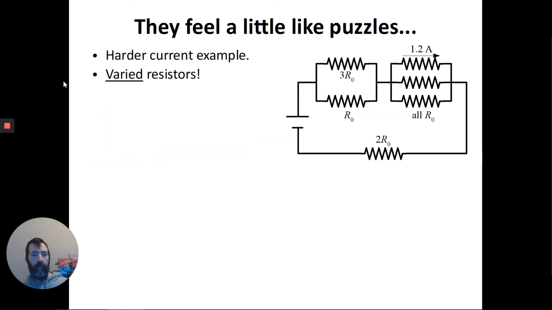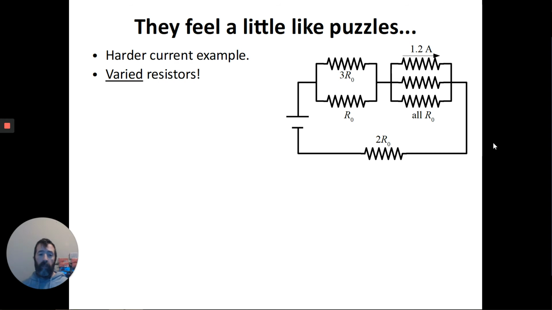And here is a current problem. This time the resistors are varied, but we are given information about them. So these 3 are identical to each other, and I've named that R0. This one is also R0, but this one is 3 times as much. This one is 2 times as much. And we're given a single current. This top resistor, it has 1.2 amps flowing through it.